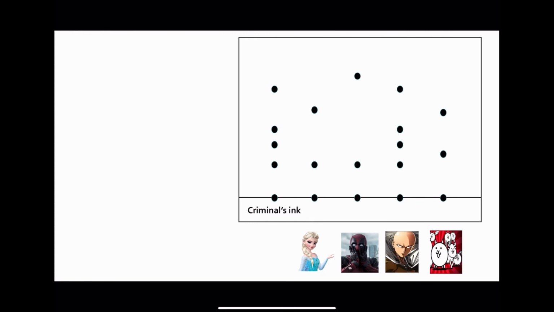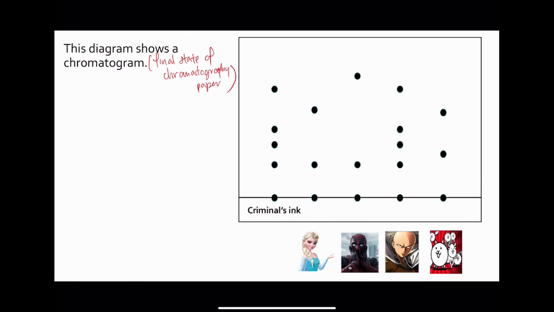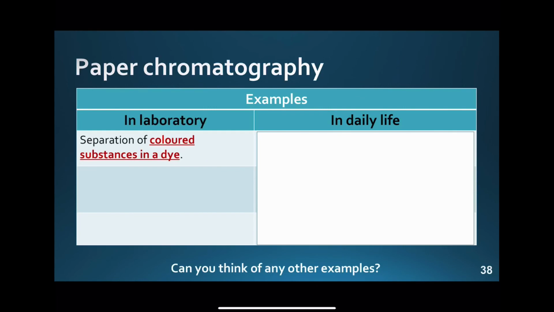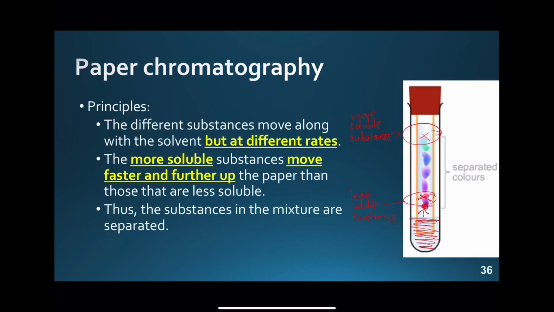to resolve and see which is the murderer that left behind the ink. Now, if I show you this entire example, this is what I call the chromatogram. A chromatogram is the final state of a chromatography paper. What is a chromatography paper? Basically, it refers to this paper that you were looking at the start.